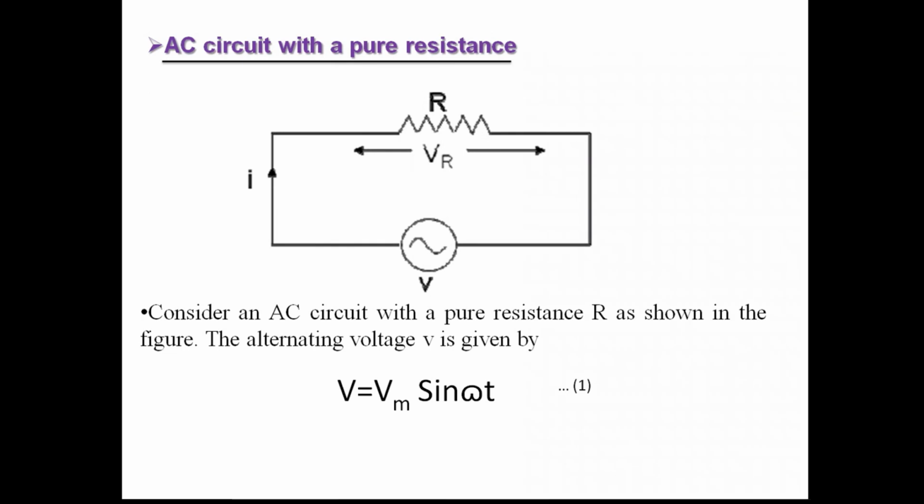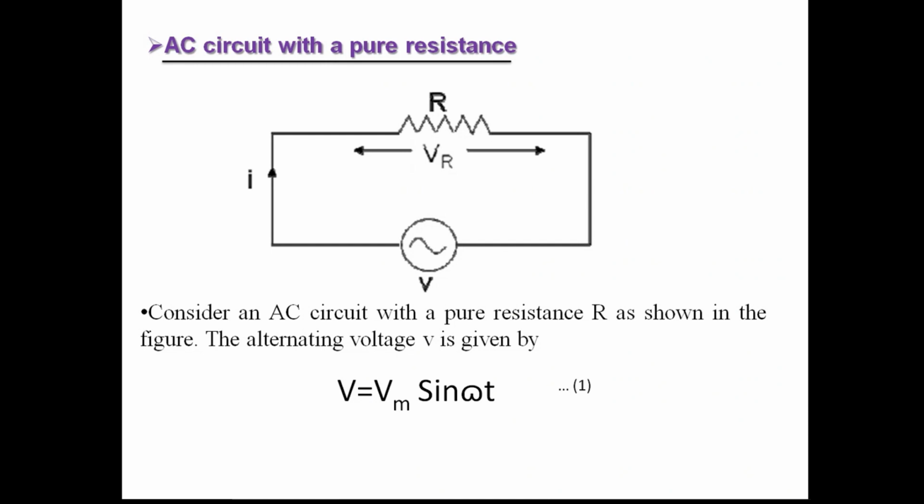Now, after a brief introduction to complex numbers and the complex J operator, let us look at the steady state behavior of an AC circuit. An AC circuit will have resistance, inductance, and capacitance parameters. Let us see one by one the behavior of a pure resistive circuit, a pure inductive circuit, and a pure capacitive circuit. Then we will see the combination of these three.